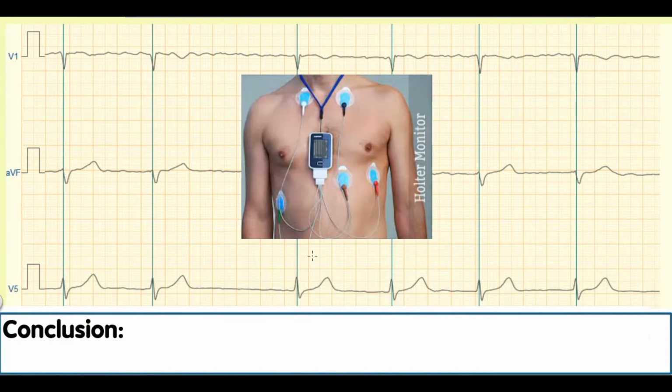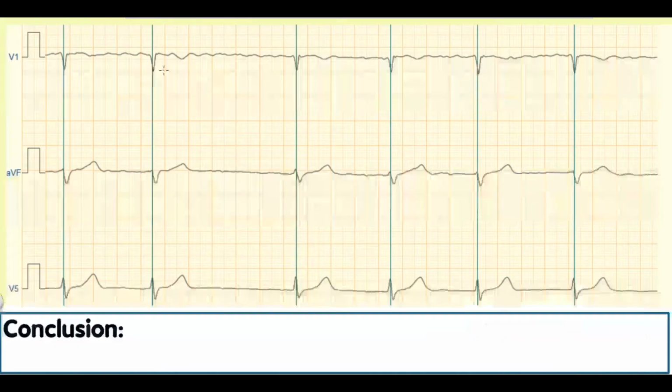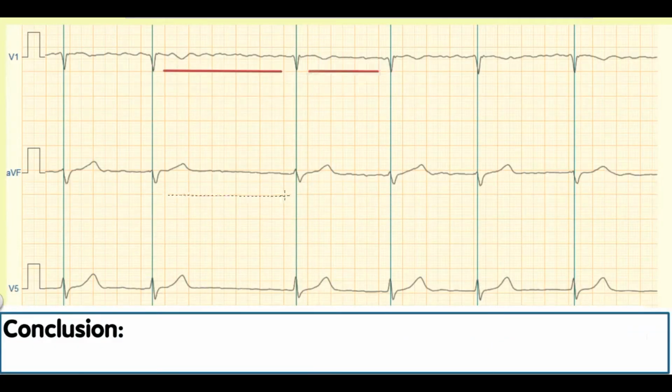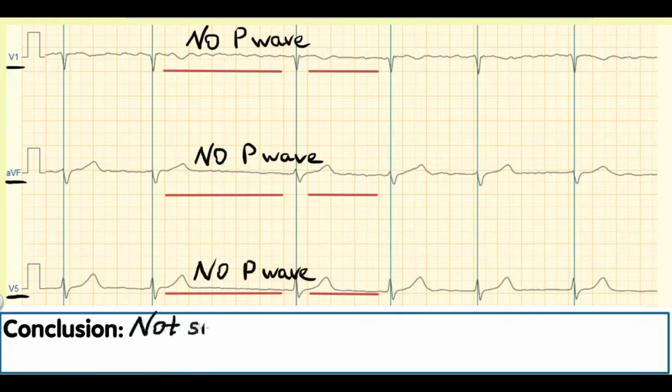Let's go to the explanation. The first question for this ECG is who is the pacemaker of the heart, sinus node or not sinus. For this we need to find P wave. There are no P waves in any leads that we have. According to this, rhythm is not sinus.